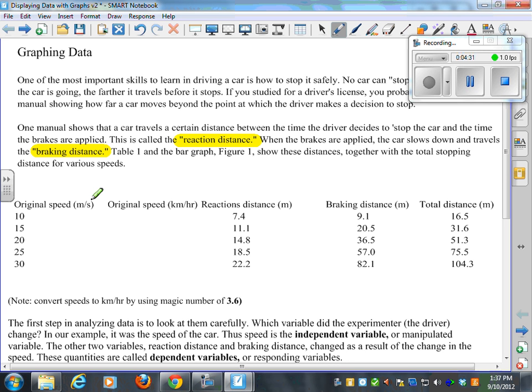So meter per second. 10 meters per second, 10 of these guys, right? So how far is 10 meters roughly? Almost the width of the classroom? Like to here.